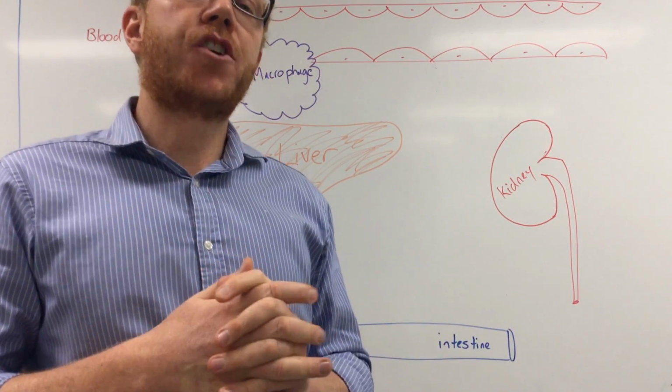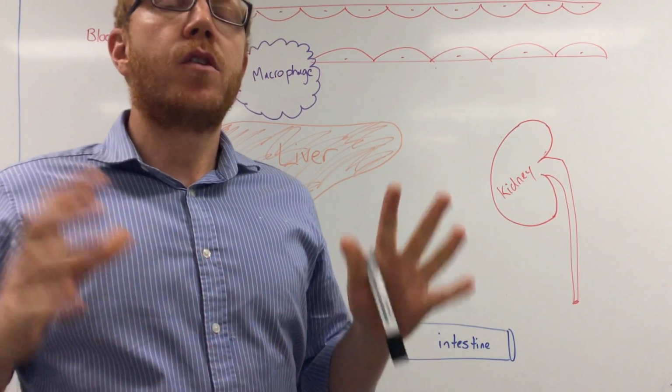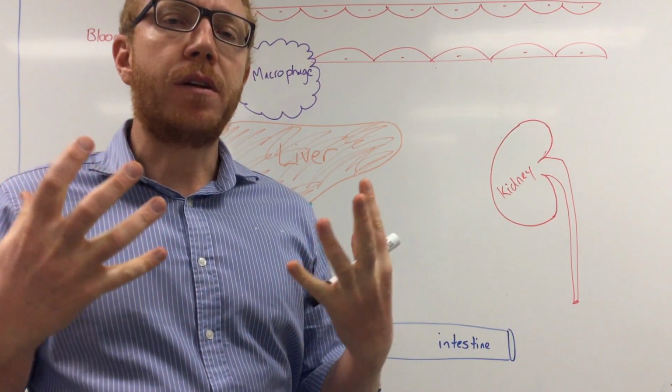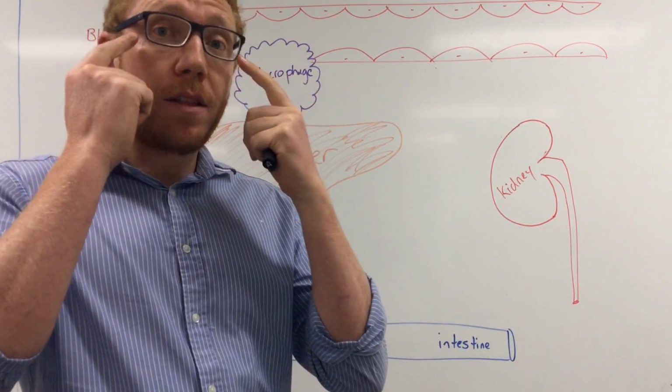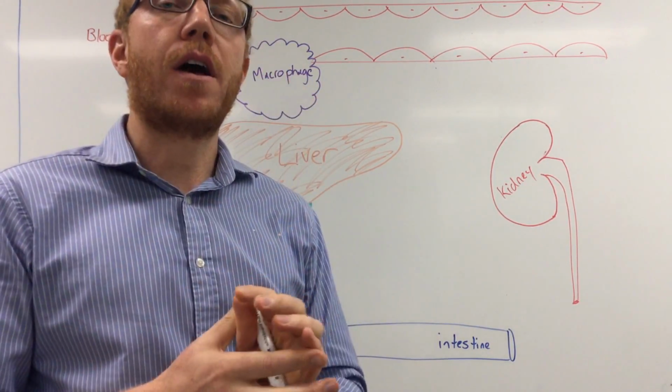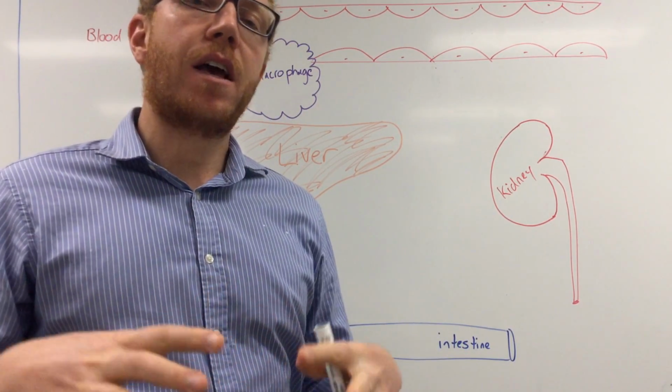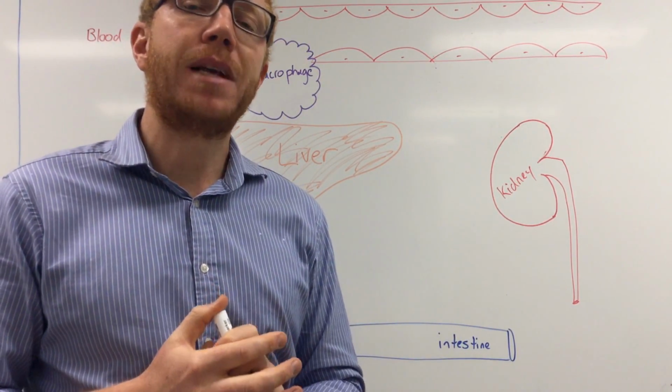Welcome to this short lecture on jaundice. So jaundice is essentially a yellowing either at the skin level or at the sclera, which is the white of the eye. Jaundice is usually a complication of an increase in bilirubin.